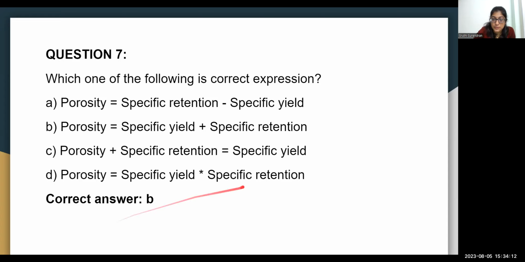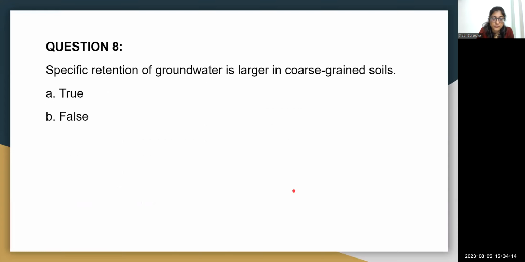Okay, so let's move on to the 8th question. Specific retention of groundwater is larger in coarse grained soil. Is this true or false?